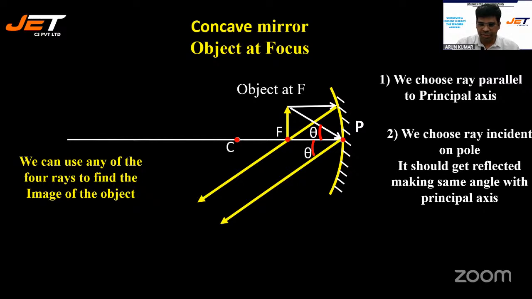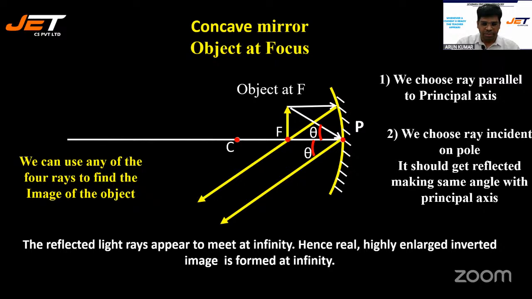So what happens now? Theta is the same, so it is being reflected symmetrically with respect to the principal axis. So we have got reflected rays, light rays appear to meet at infinity. Hence, a real, highly enlarged, inverted image is formed at infinity.